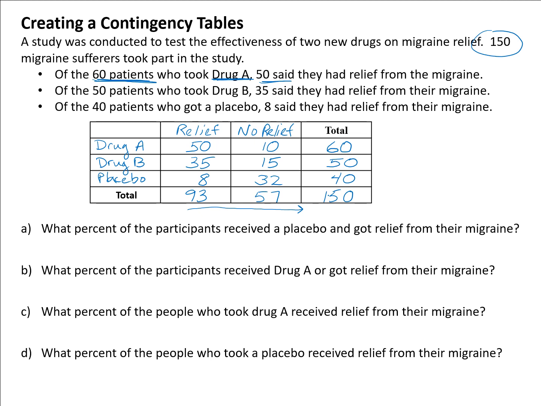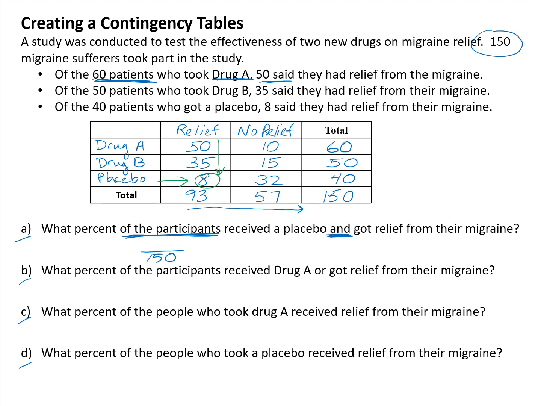Once we have the table, we can practice answering some questions related to it. We'll start with part A. What percentage of participants received a placebo and got relief from their migraines? So we're talking about the participants in the study. So that would be everyone. So start with all of them, 150 in the denominator. And we want to know who received a placebo and got relief from their migraine. That would be where the placebo overlaps with the relief column.